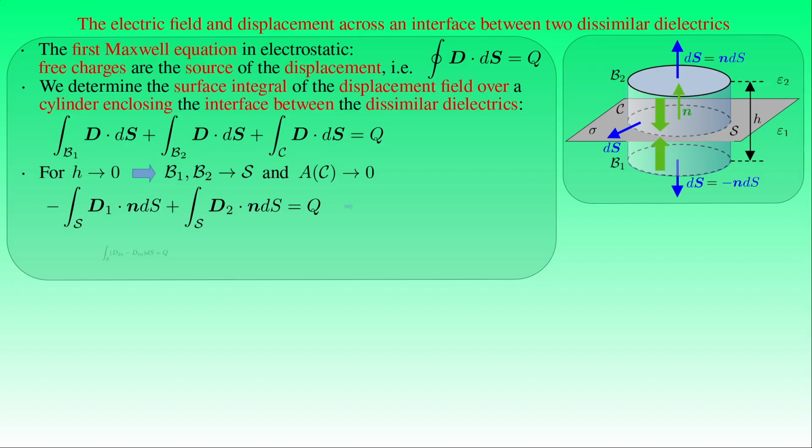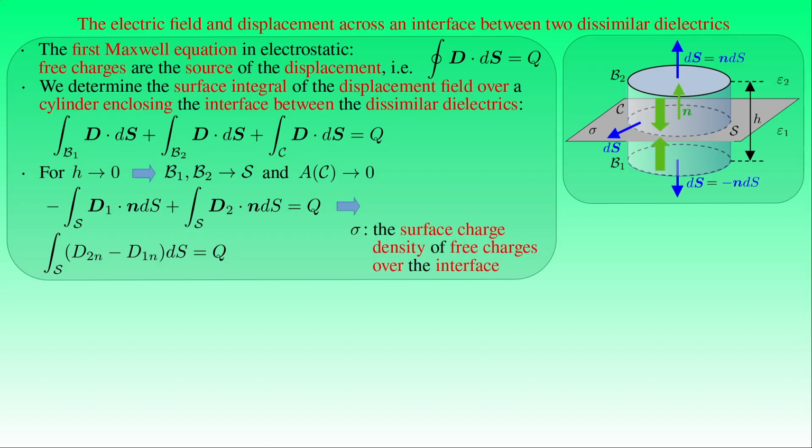Then we can write that the integral of the difference between the normal components of the vector fields D2 and D1 over the area of the flat surface S is given by the free charge q over that surface. If sigma is the surface density of the free charge q distributed over the surface S, then the right-hand side of this equation can be written as the integral of the surface charge density sigma over the area of the surface S.